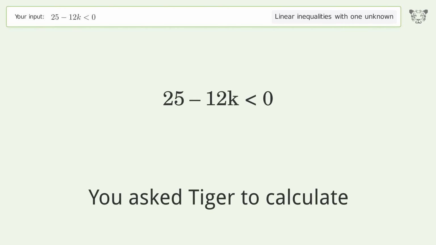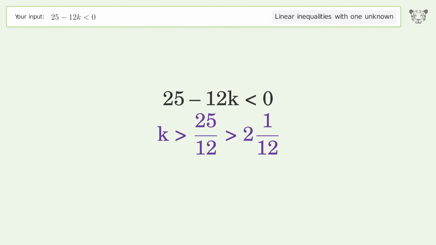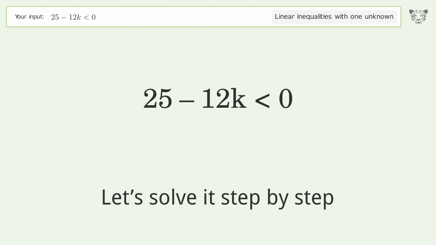You ask Tiger to calculate. This deals with linear inequalities with one unknown. The final result is k greater than 25 over 12 greater than 21 over 12. Let's solve it step by step.